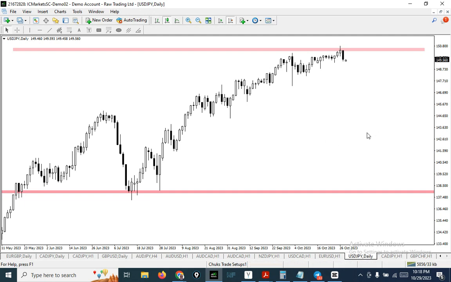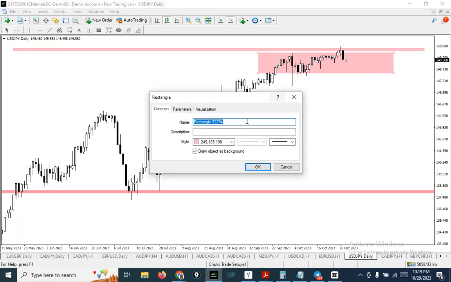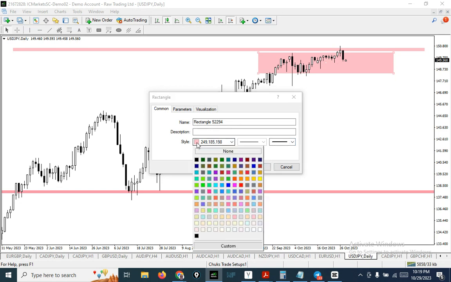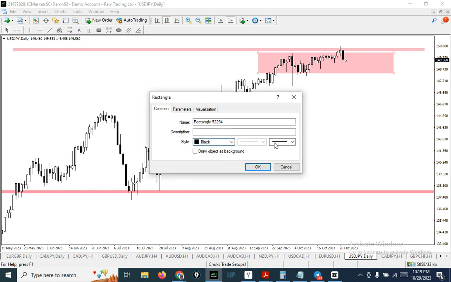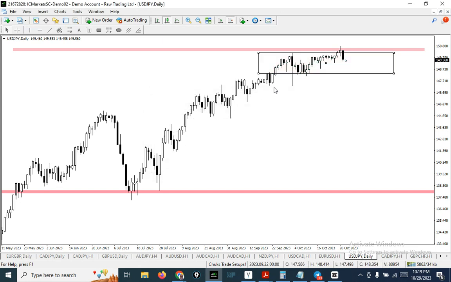So what the market is actually doing here is that the market has entered a range here. So I look for an opportunity for that range to break out. Let me use another rectangle to draw out the range of this market. This time around, I don't want this rectangle to be a background. So I remove it. I want it to be a black color. I just need a black rectangle, and I just need it to be very thin.